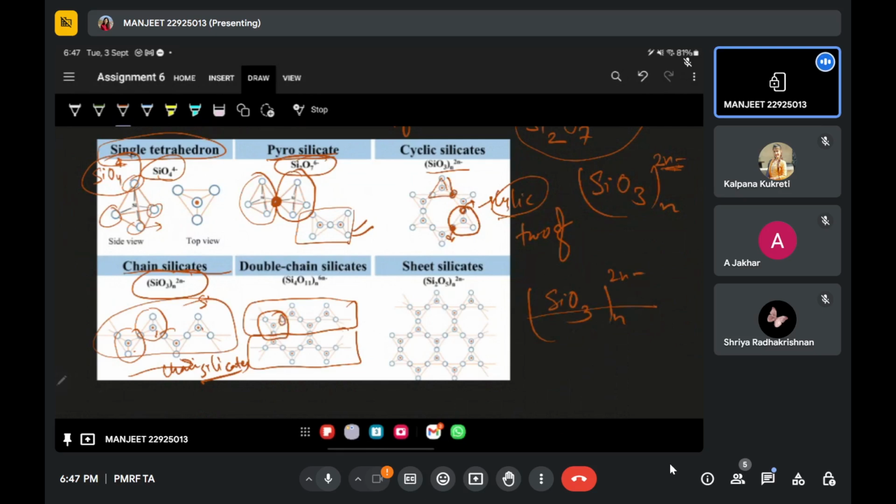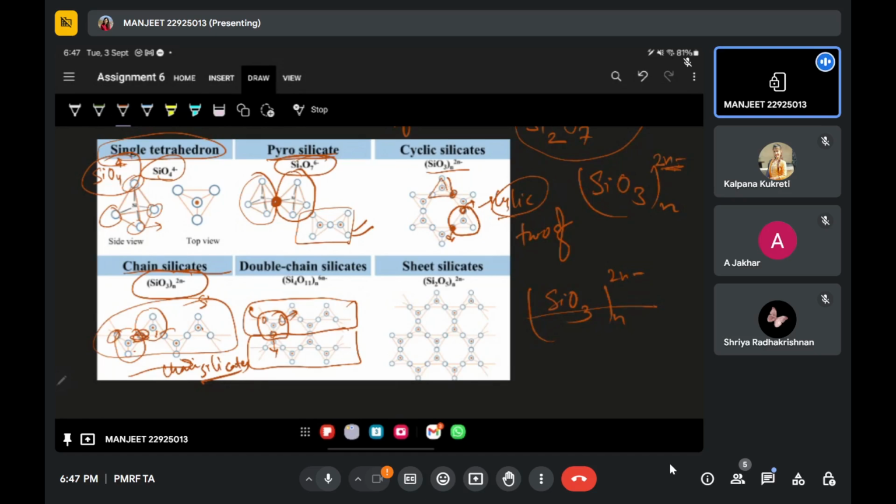This oxygen is connected to this tetrahedra. This oxygen is also connected to this tetrahedra, and this oxygen is connected to this tetrahedra. These are forming the double chain. This is the double chain one, because there is one layer of the chain silicate and another chain. In the chain silicate we usually have the two linked.